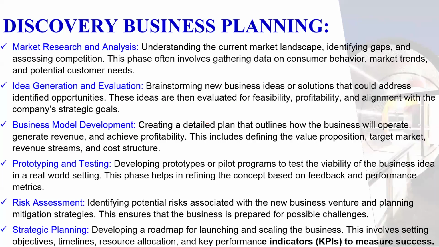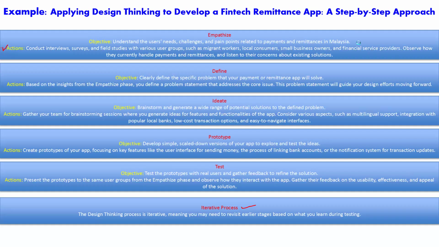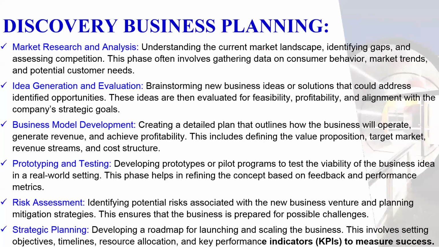Now, this is actually the discovery business planning, which reflects what I have said here and what I said here, but it's almost the same thing. You will do a market research, there will be idea generation, there will be business model development, there will be prototyping, and then after that, you will do risk management, and then based on that, strategic planning. This is the discovery business planning that you should do for your startup.